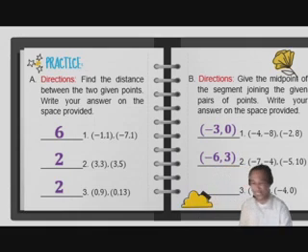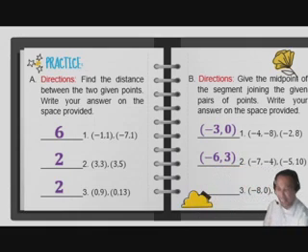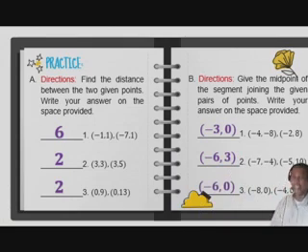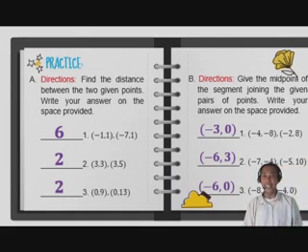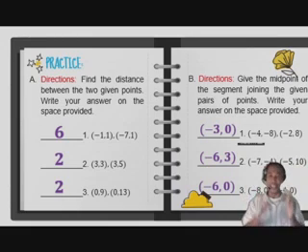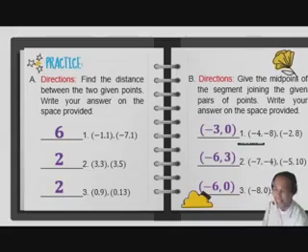Okay, let's check your answer now. The answer for number 3 is negative 6, 0. I hope you got the correct answer for this, the distance and the midpoint. So let's proceed now to our next topic.